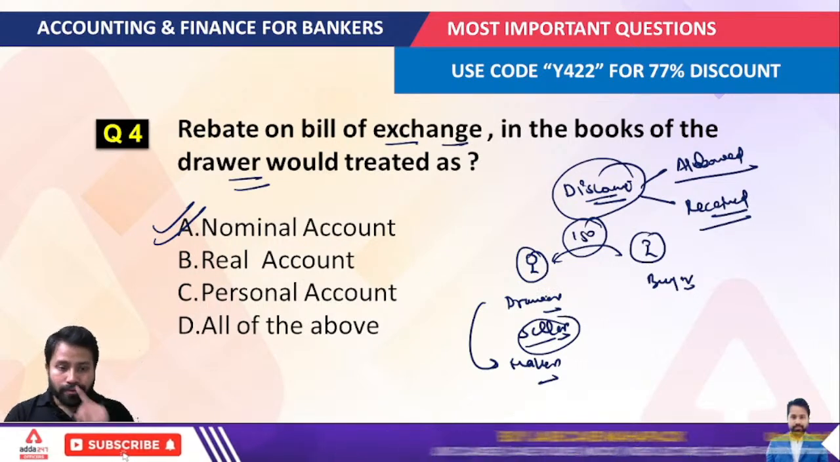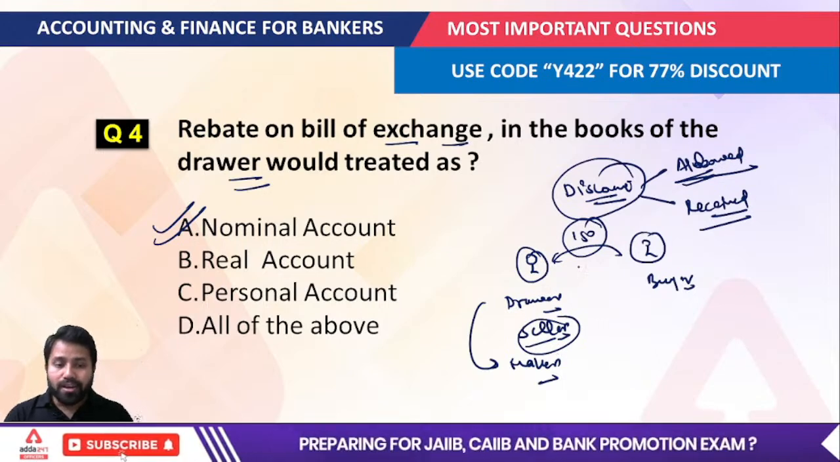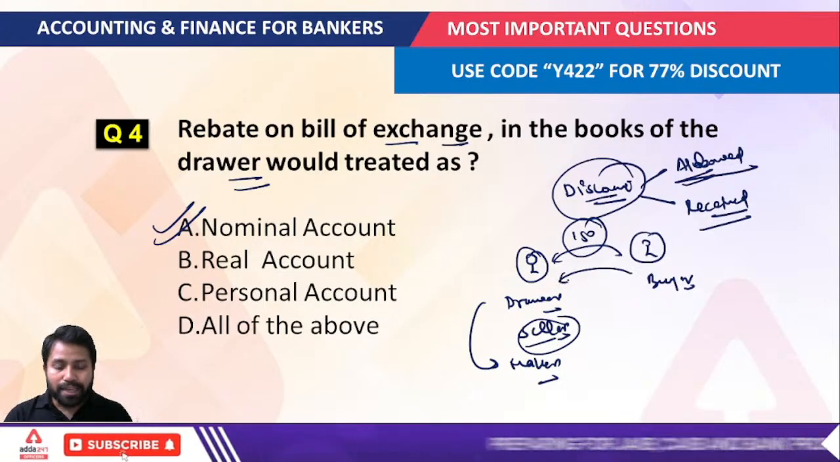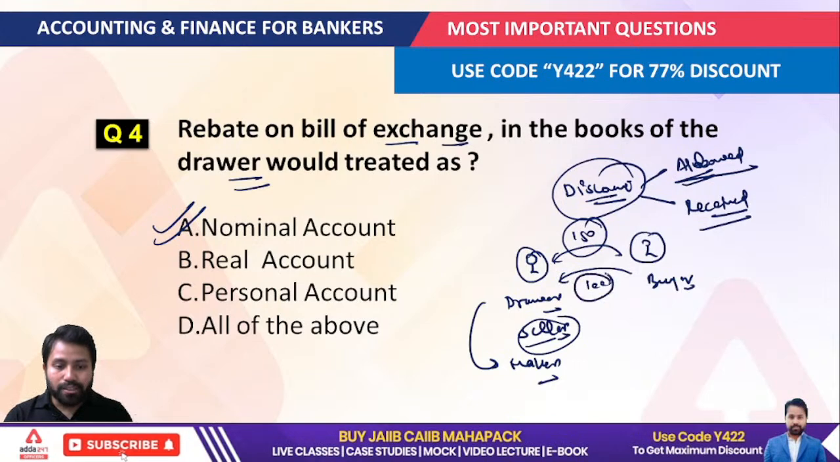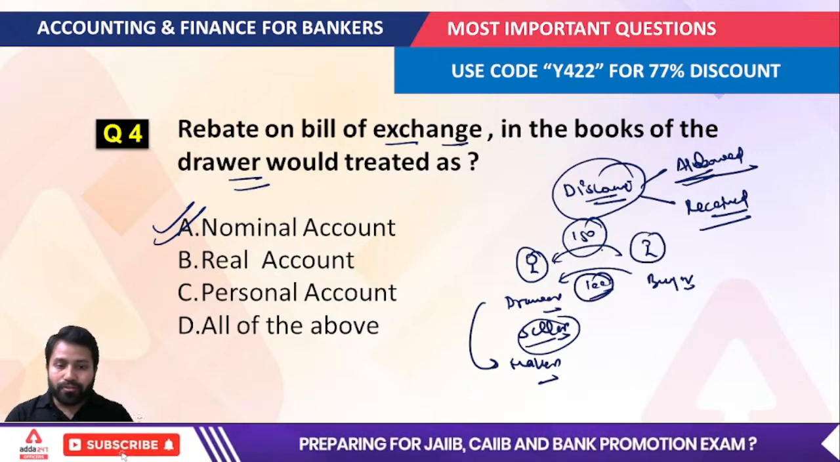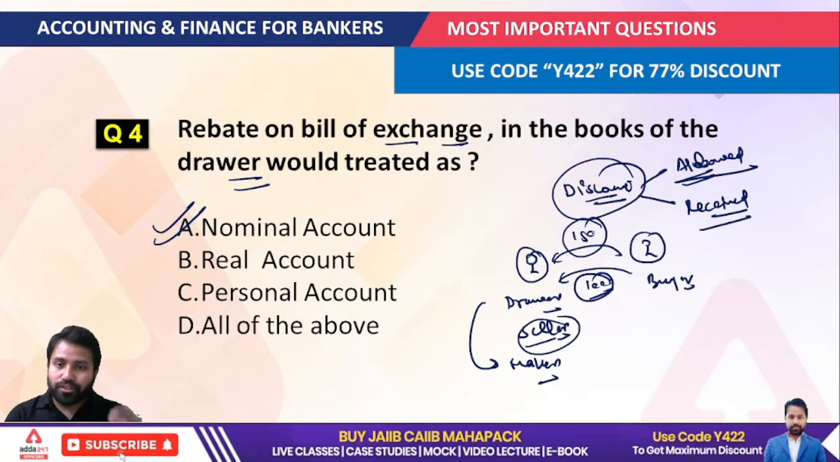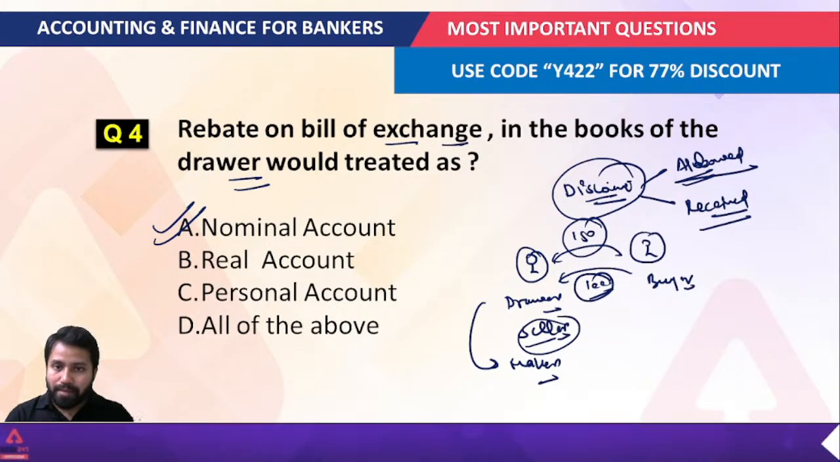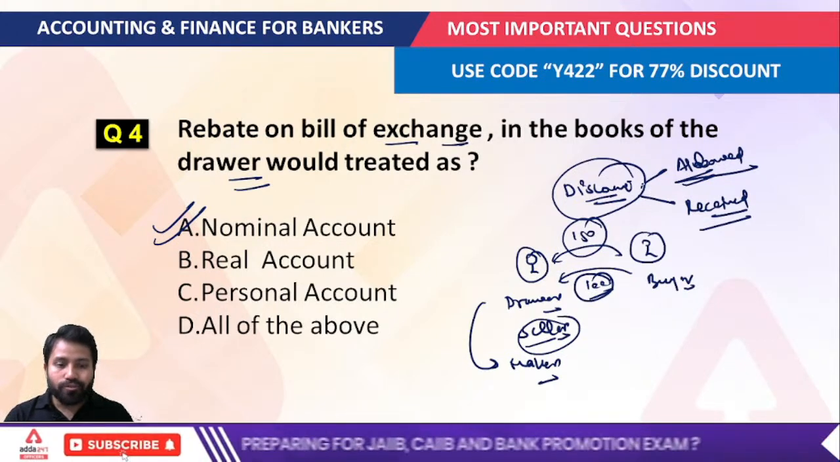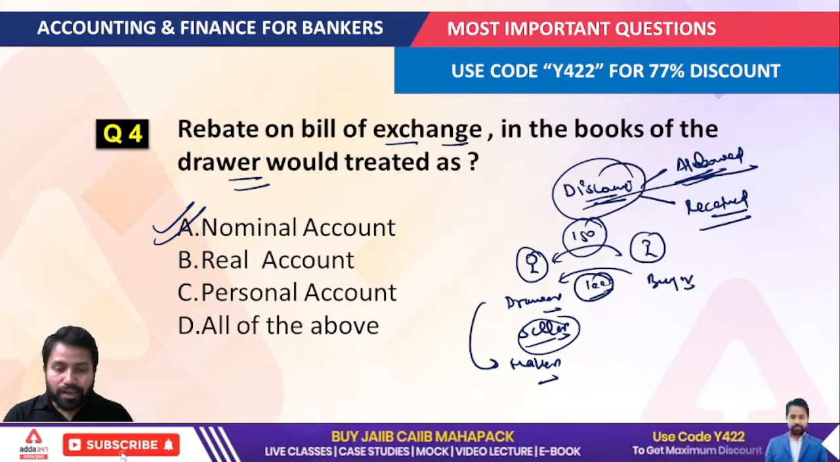Suppose the discount is allowed by the drawer, the seller. Now the seller is going to receive only 100 rupees, because 50 rupees of rebate is given by the drawer. So you can understand this as a loss. This is a short trick method to recognize discount allowed and discount received. This is a loss for the drawer.